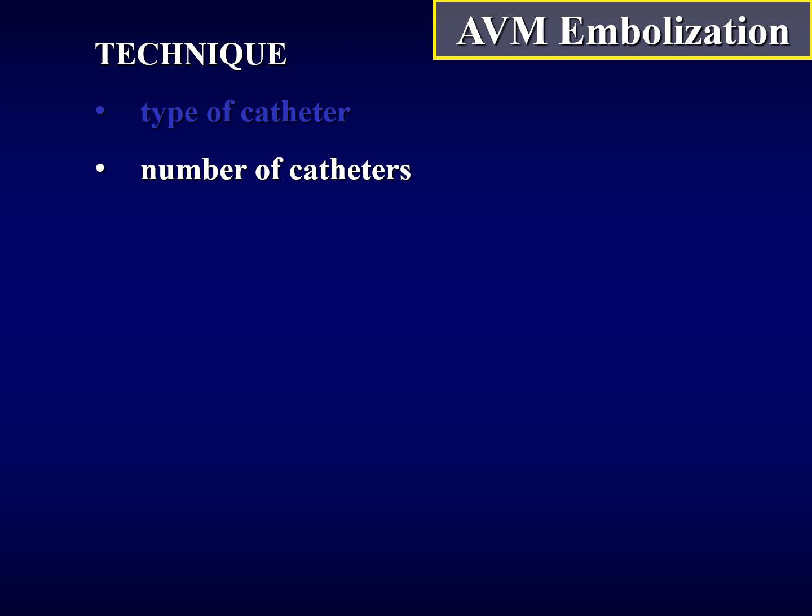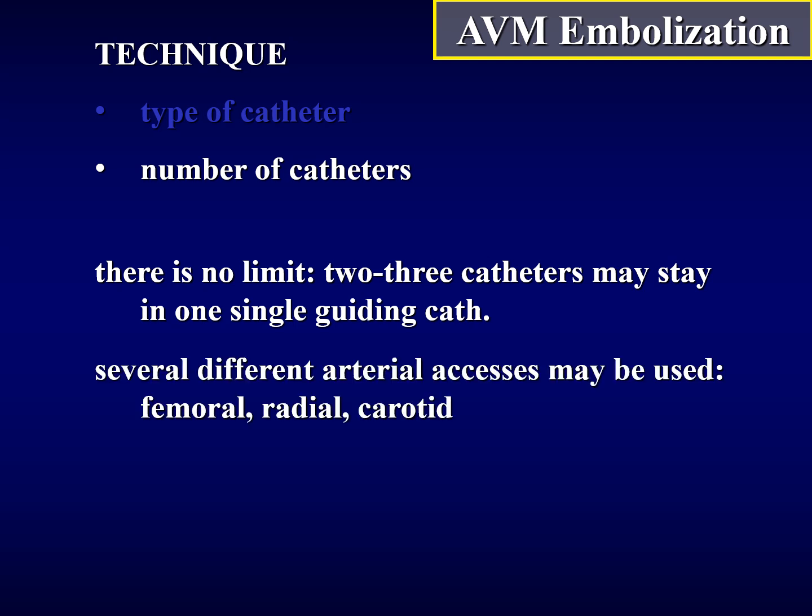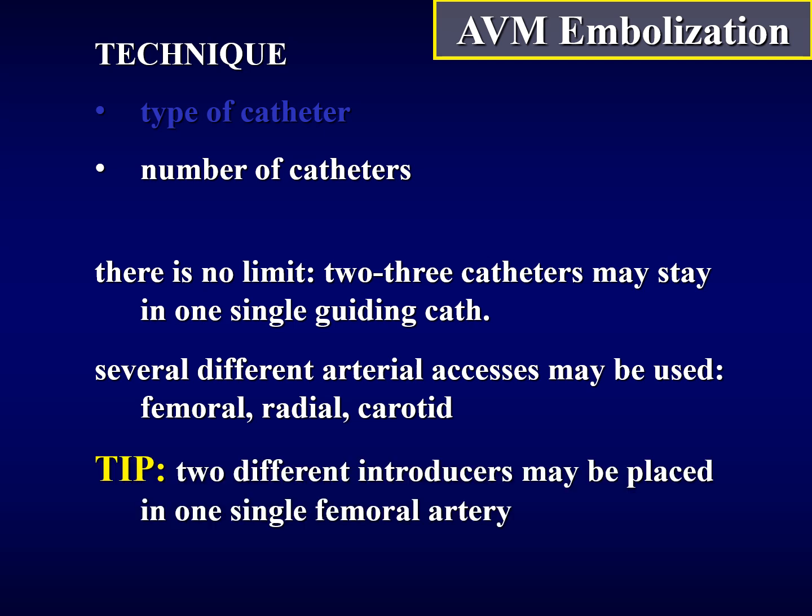How many catheters should we use? There is no real limit. Today we may put 2-3 microcatheters in one single guiding catheter, and then we may have many different guiding catheters because we can use different arterial accesses: the femoral, the radial, the carotid. And the tip is that you may even put 2 different introducers in one single femoral artery. We do that once in a while, so that really tells you there is no limit in the number of catheters that you may use.